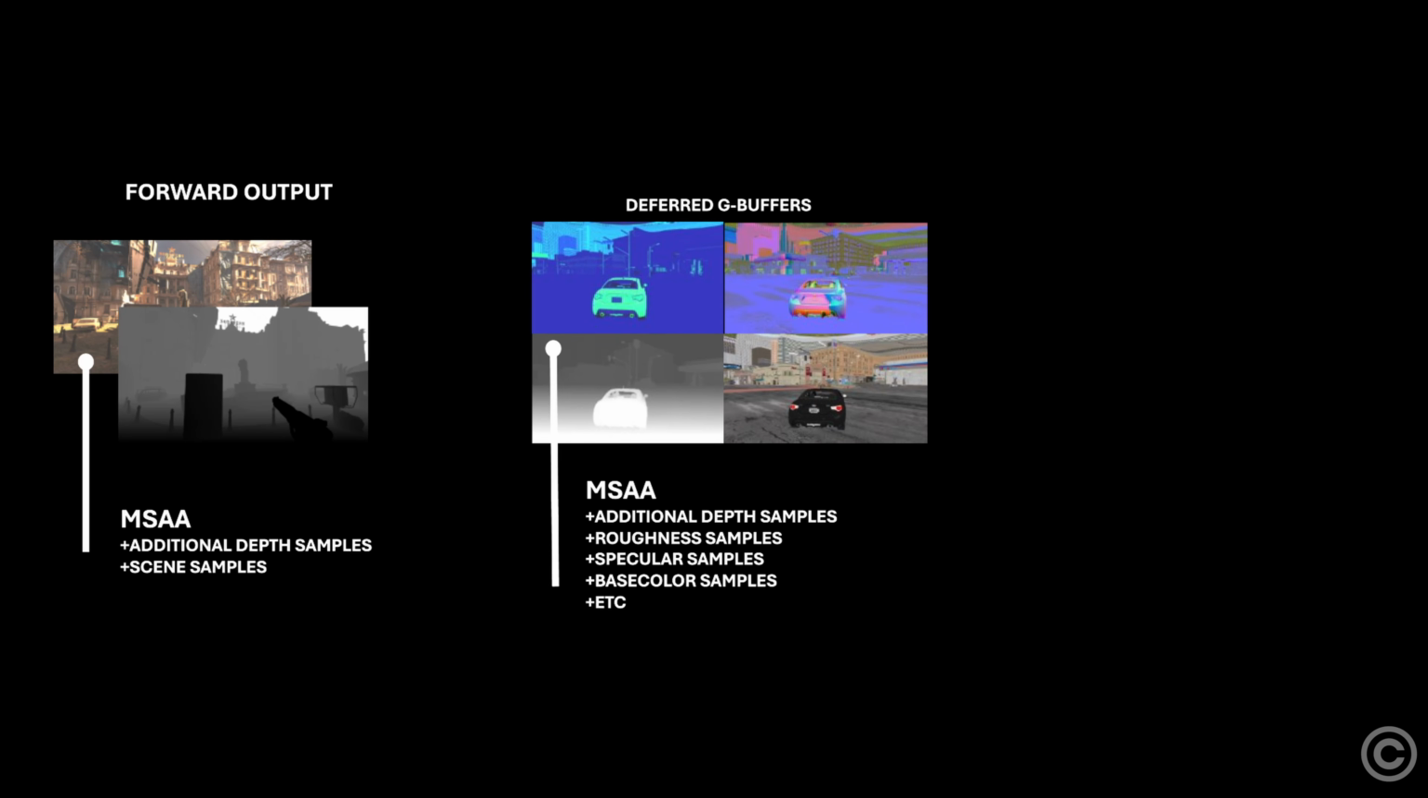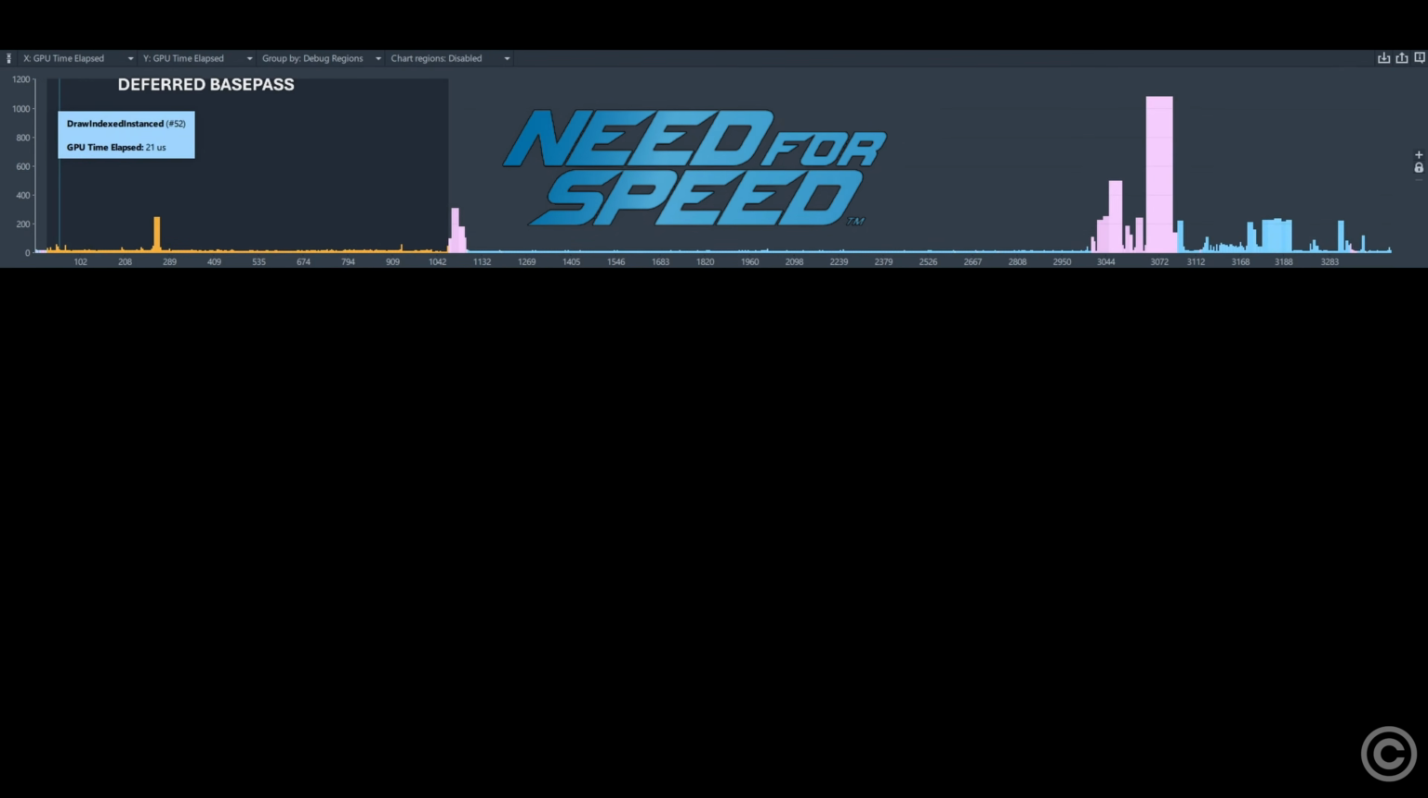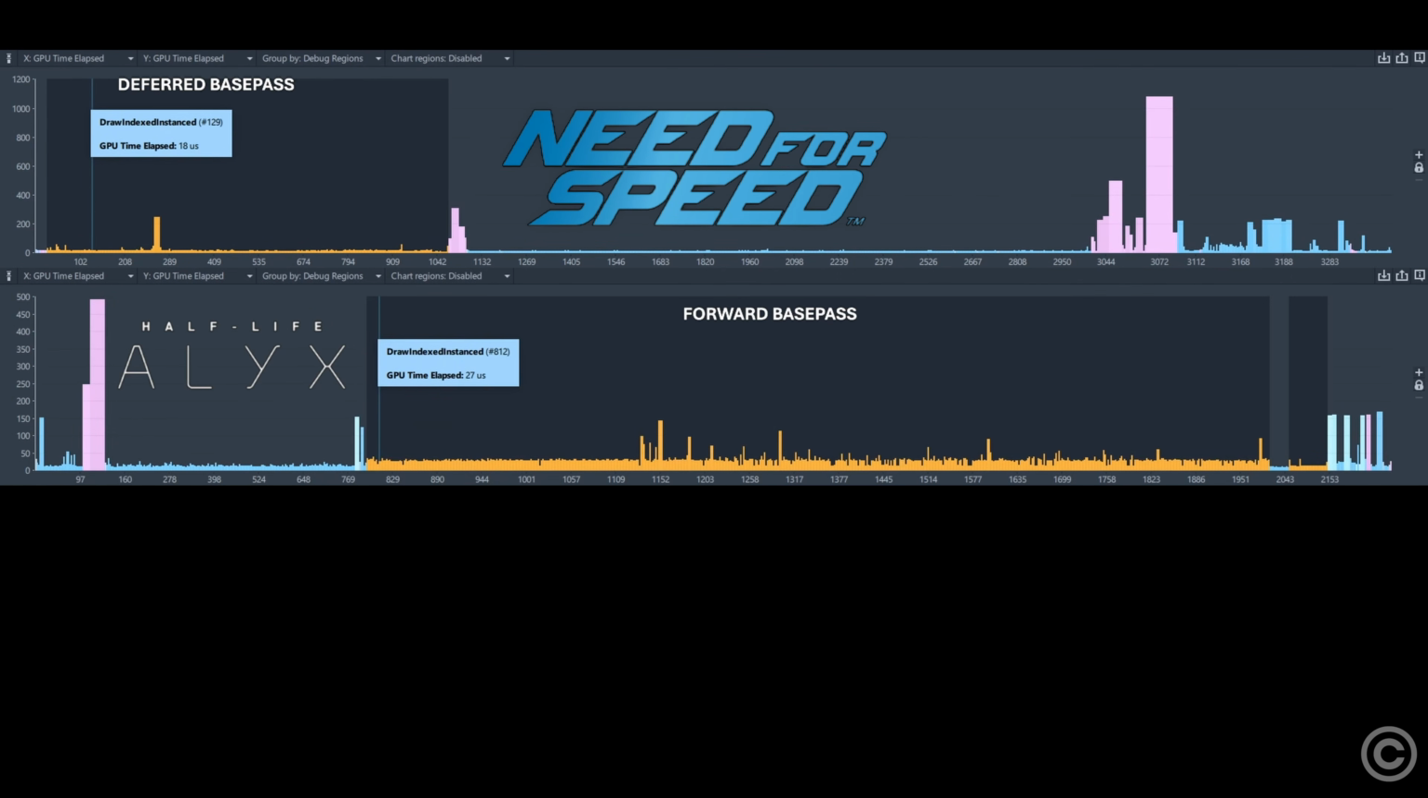The single buffer also makes additional geometry samples from MSAA much easier to resolve, which is partly why we don't see MSAA in deferred rendering too often. Deferred Basepass draw calls might initially seem cheaper as they usually hang around 15 to 23 microseconds, in comparison with this forward rendered Basepass where most objects are 30 microseconds.